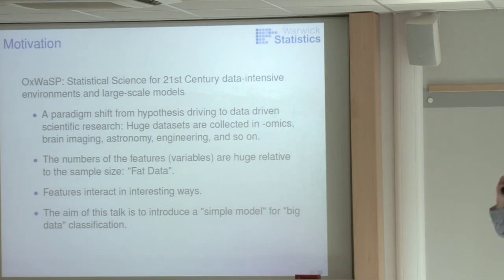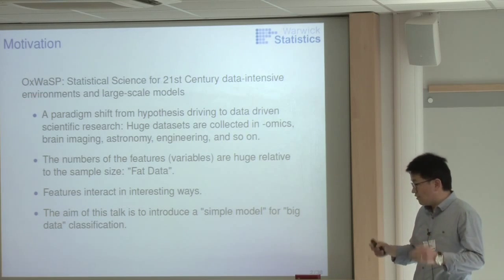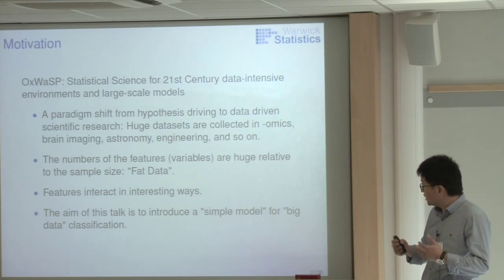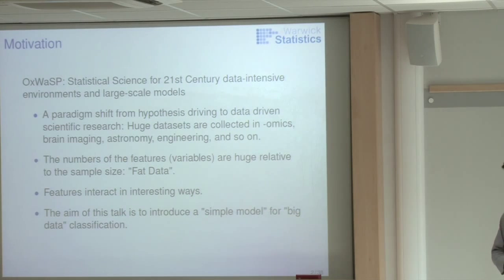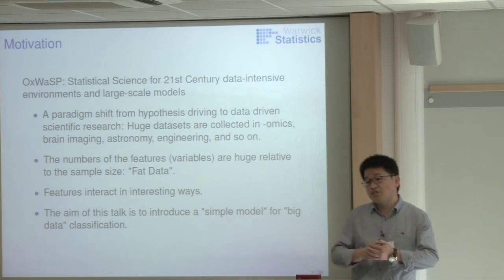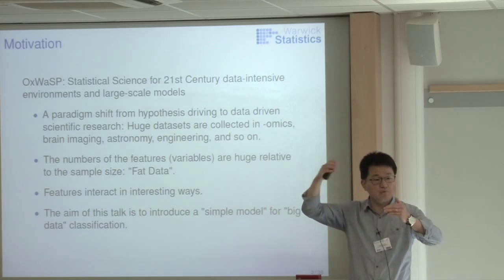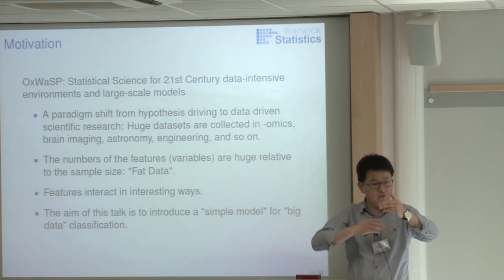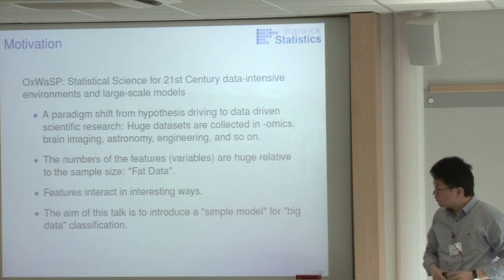So we have a huge amount of data sets, and a characteristic of these data sets is that typically the number of features or variables is huge in comparison with the number of observations we collect. If you organize your data in a matrix with the columns representing the variables and the rows representing the observations, then we have fat data to start with.